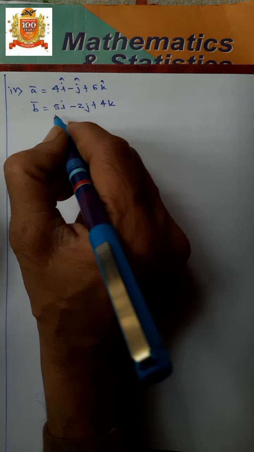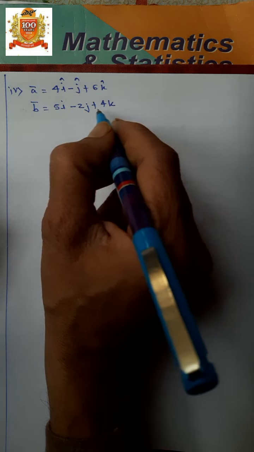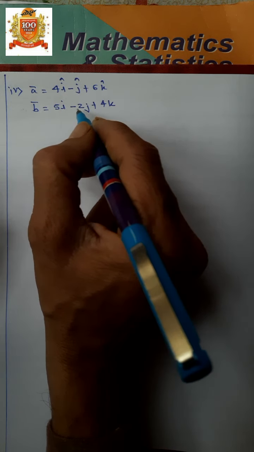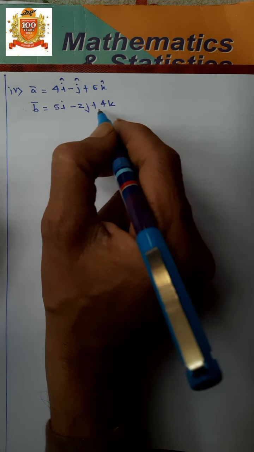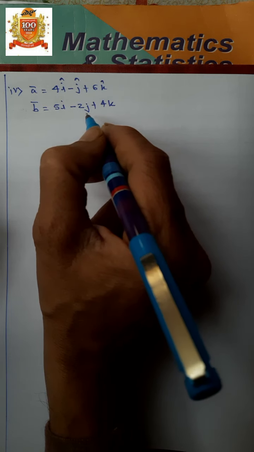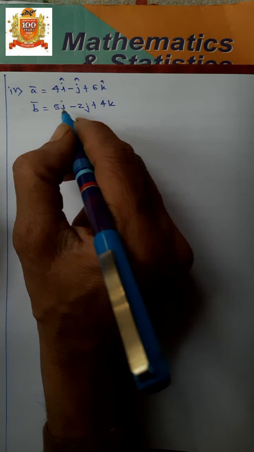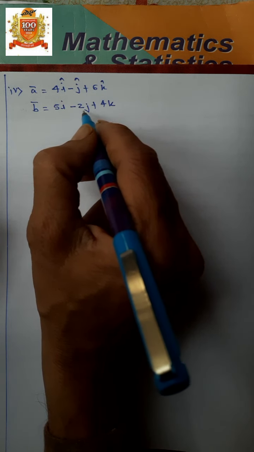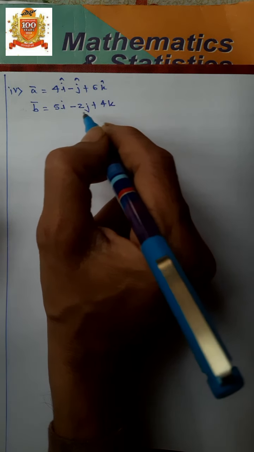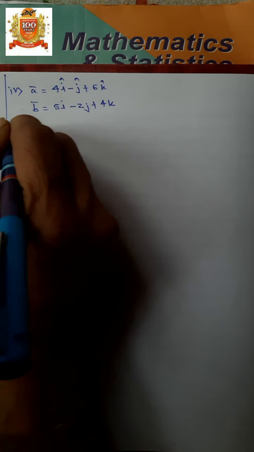5 fours are 20, minus 2 plus 24. Therefore, here also we are not getting a dot b is equal to 0. Therefore, they are not orthogonal. So, these vectors are not parallel as well as not orthogonal, means they are neither orthogonal nor parallel. Let us prove this.